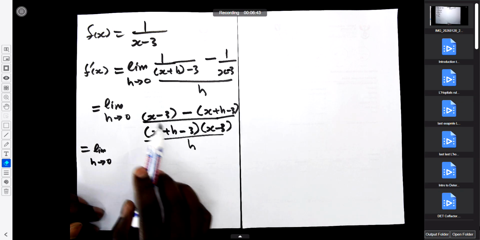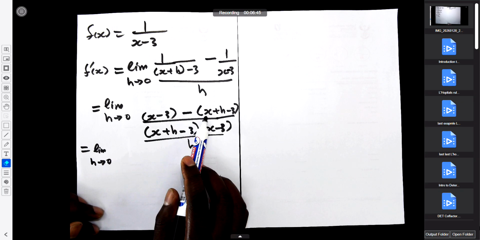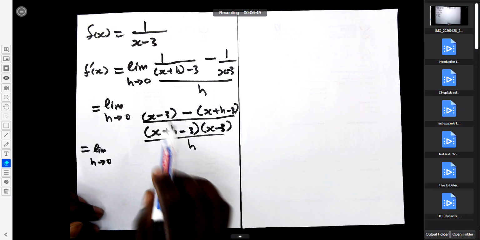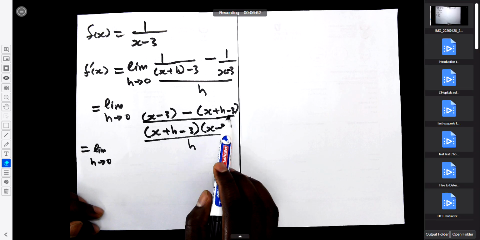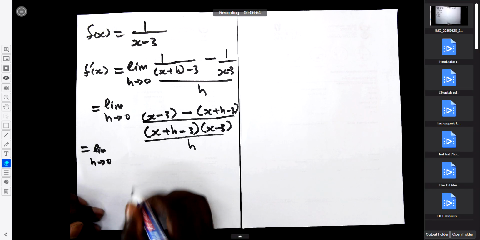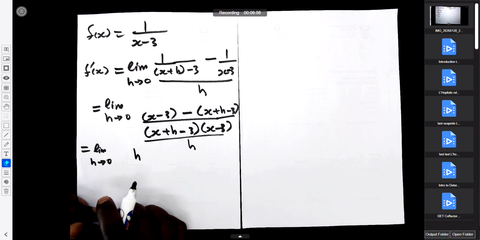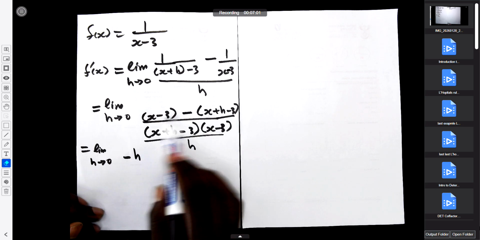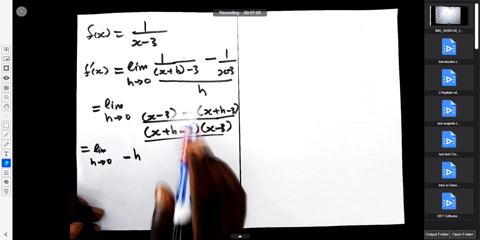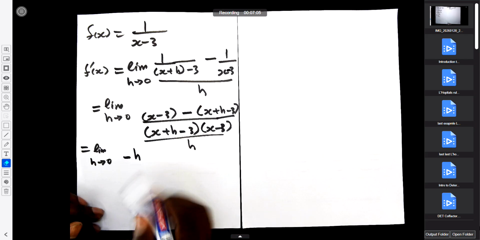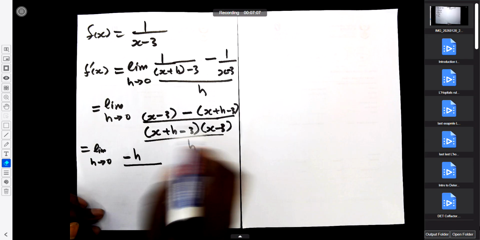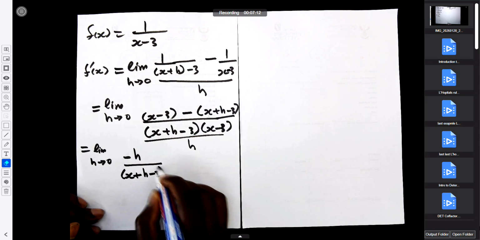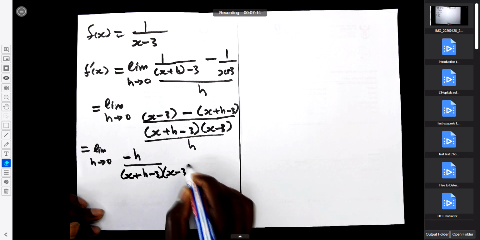Now, I'm looking into the numerator, x will be minus x. And let me look into this. This is my minus 3 plus 3, it will go out, right? So we'll be left with h. It will be negative h. So this takes out. This is plus, minus, takes out. So we're left with h, then all divided by this denominator here, x plus h minus 3 into x minus 3.